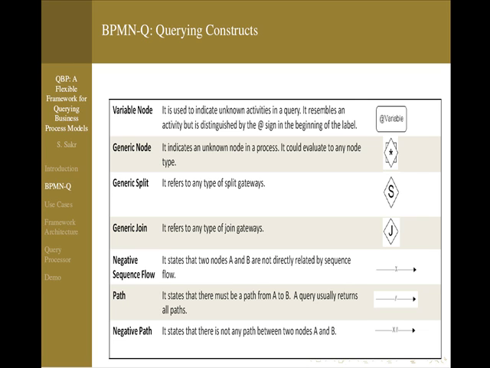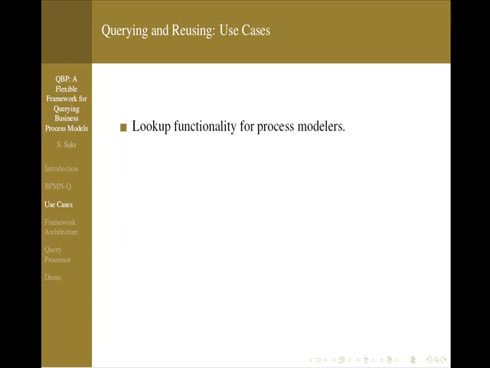The negative sequence flow object states that two nodes A and B are not directly related by sequence flow. The path object states that there must be a path from a node A to a node B in the target business process model. The negative path object states that there should not exist any path between two nodes A and B in the target business process model.